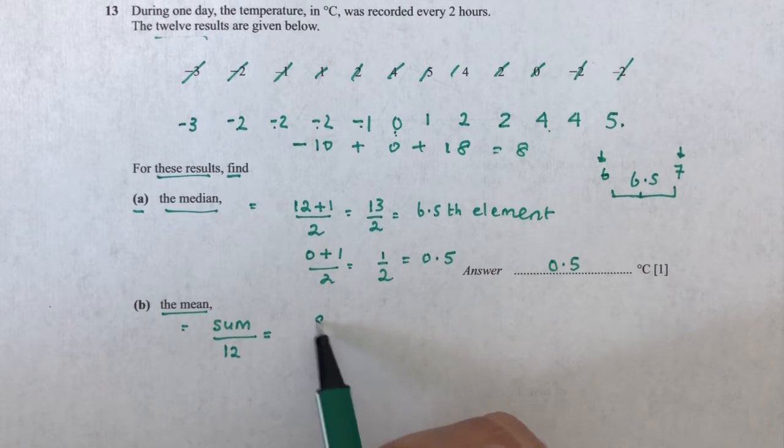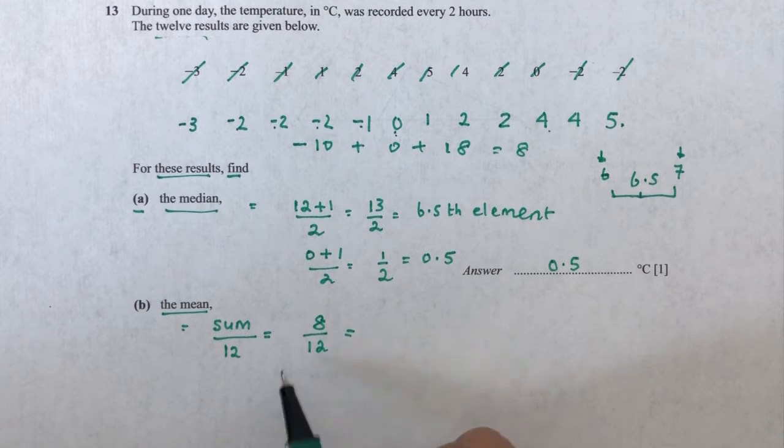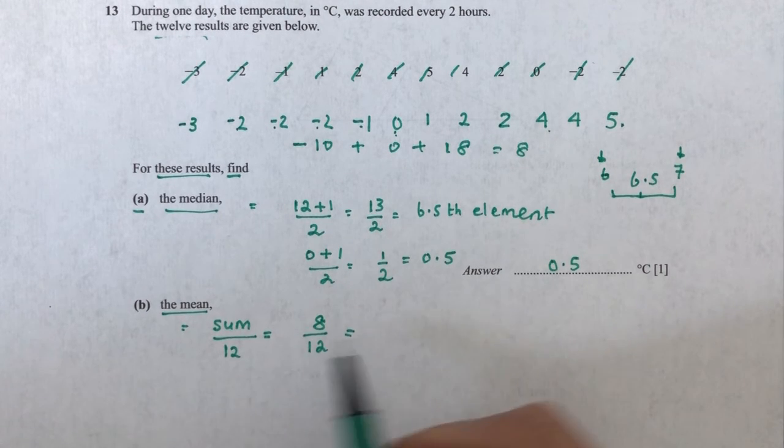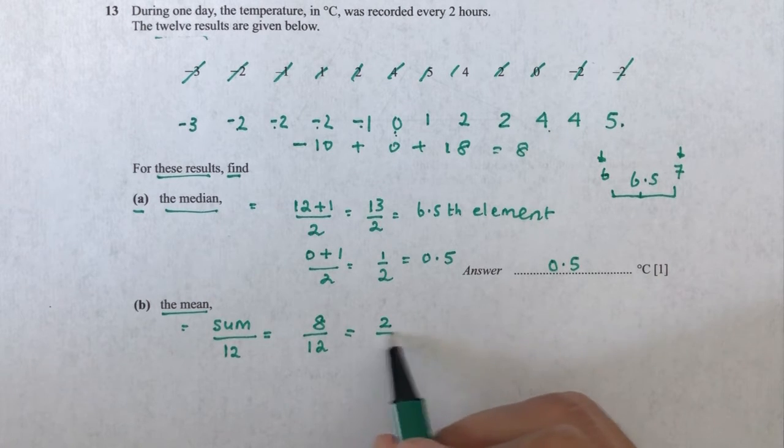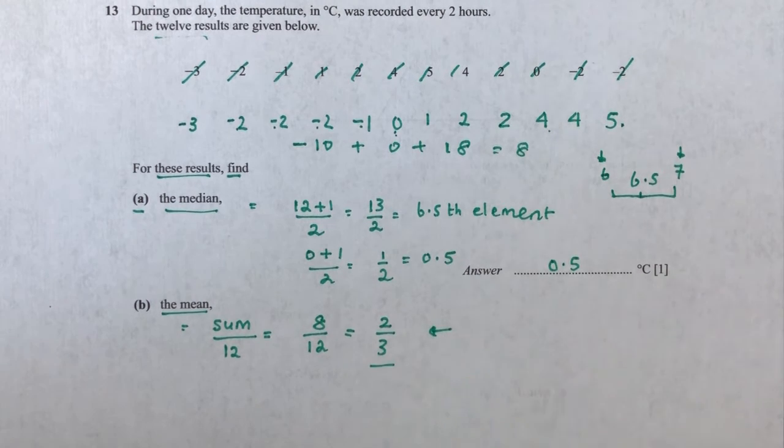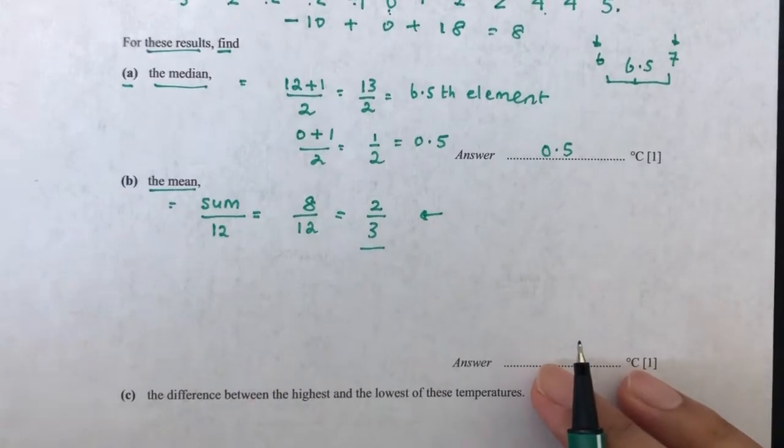So the sum will be 8 divided by 12. If we divide by the number 4, we'll have 2 over 3. So your answer, the mean, will be 2 over 3.